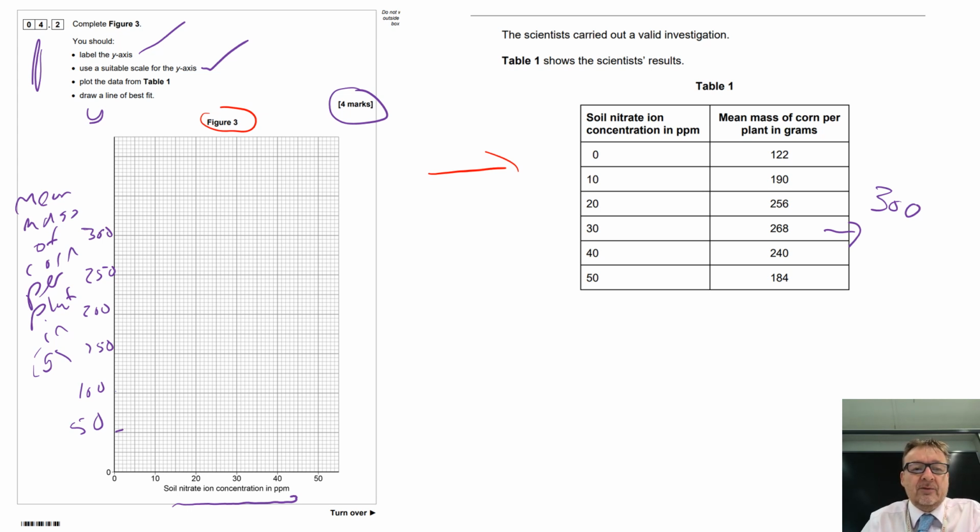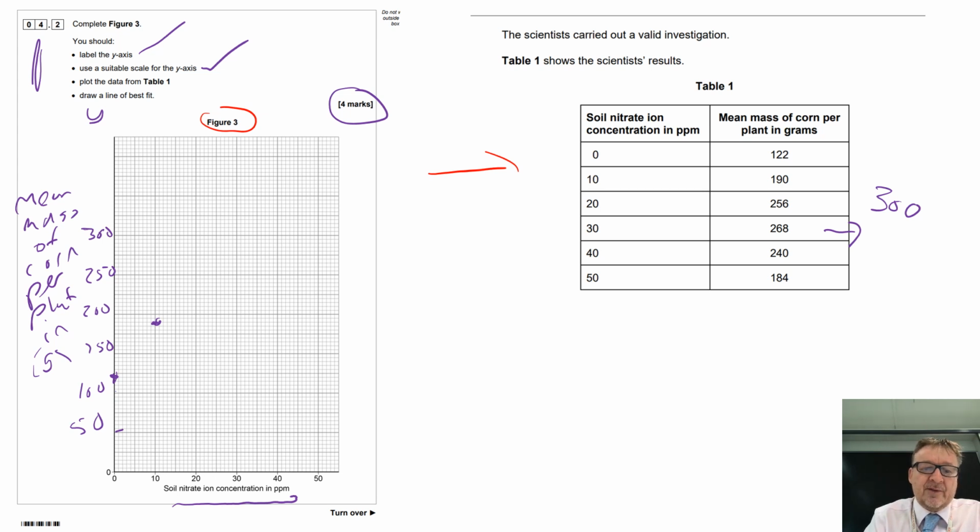Plot the table data from table one and draw a line of best fit. Now, I'm going to struggle a little bit here on this kind of graph. But what I'm going to do is I'm going to go 0 up to 122. All right. It's going to be about there. Right. Now, I am going to struggle because it's so small. 10 up to 190, which is going to be about there. Now, when I'm saying about, you have to do it absolutely accurately.